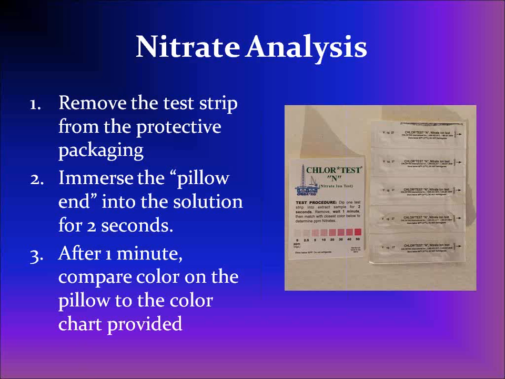Record the value from the color chart. The values on the chart are in parts per million. The value from the color chart is multiplied by the amount of water used in the extraction. Then that value is divided by the area sampled to obtain the surface concentration of soluble nitrate ion contamination.